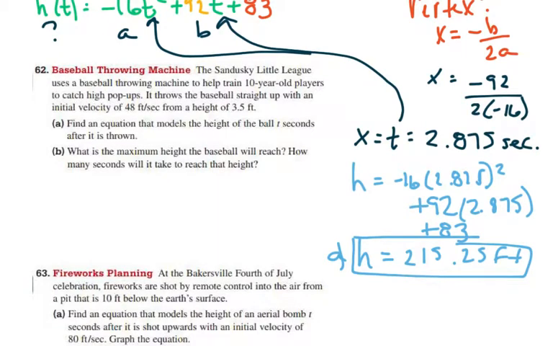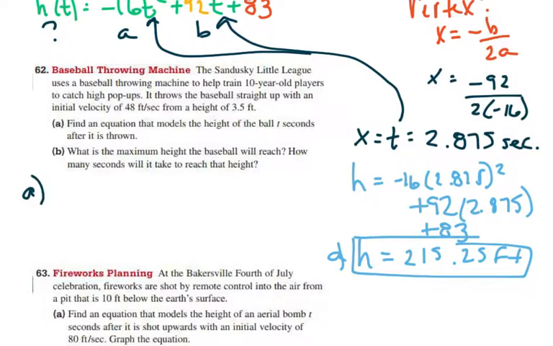The Sandusky Little League uses a baseball throwing machine to help train 10-year-old players to catch high pop-ups. It throws the baseball straight up with an initial velocity of 48 feet per second from a height of 3.5 feet. So we need to find an equation that models the height of the ball t seconds after it's thrown.